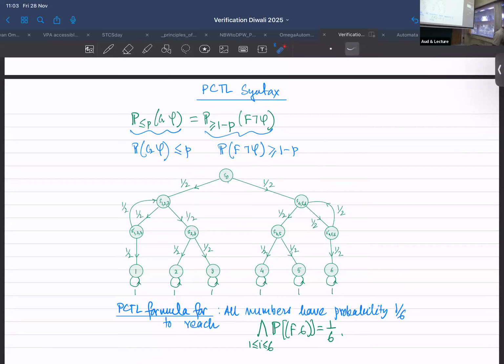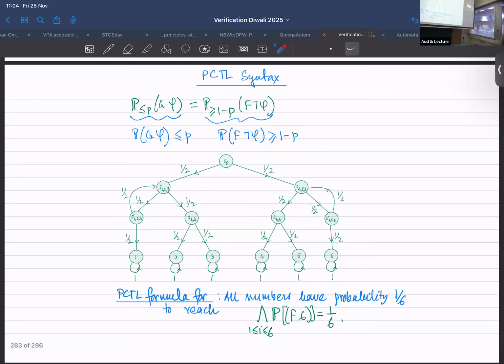okay, just some small syntactic sugar, which is like if you talk about probability of globally phi less than equal to p, it is the same as that if S satisfies this, that you are satisfying globally phi with a probability less than equal to p, then you will satisfy eventually not phi with a probability greater than equal to 1 minus p. Clear? Always phi with probability less than equal to p, then eventually not phi, which is just the negation of that formula, with probability greater than equal to 1 minus p.